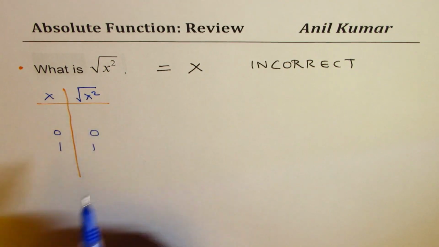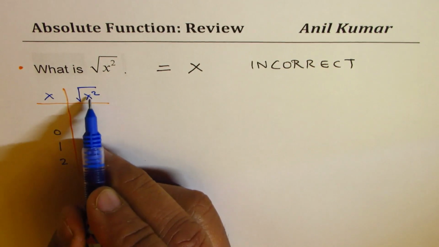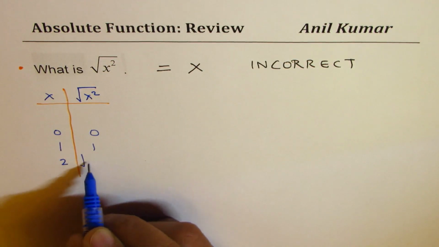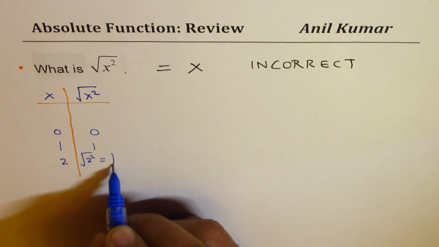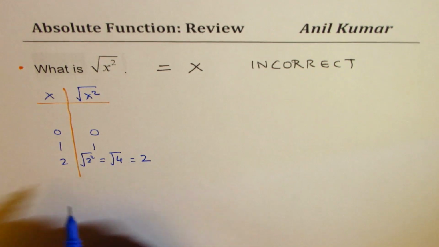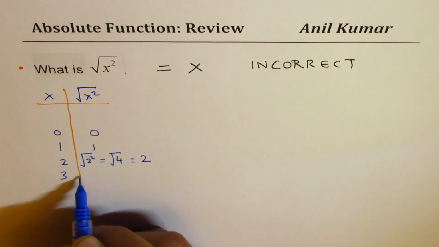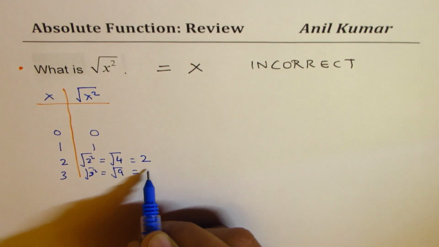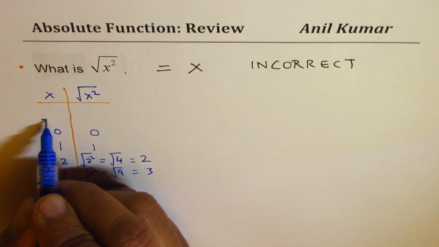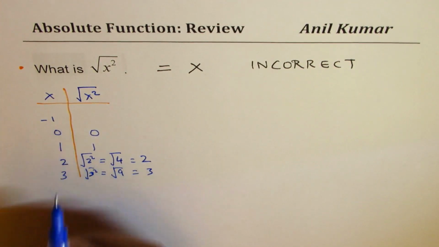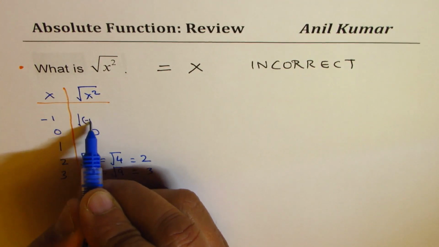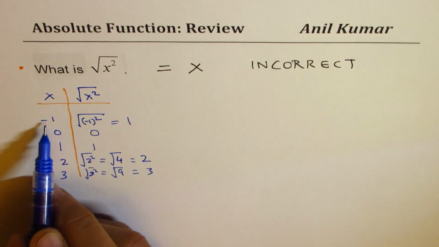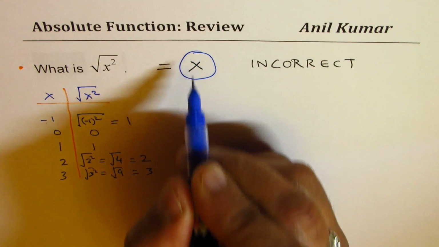1 square is 1. If I write 2, well, 2 square is 4, square root of 4 is 2. And 3: 3 square is 9, and square root of 9 is 3. But what happens if I write minus 1? Minus 1 square is positive 1. I get positive 1. I do not get x.